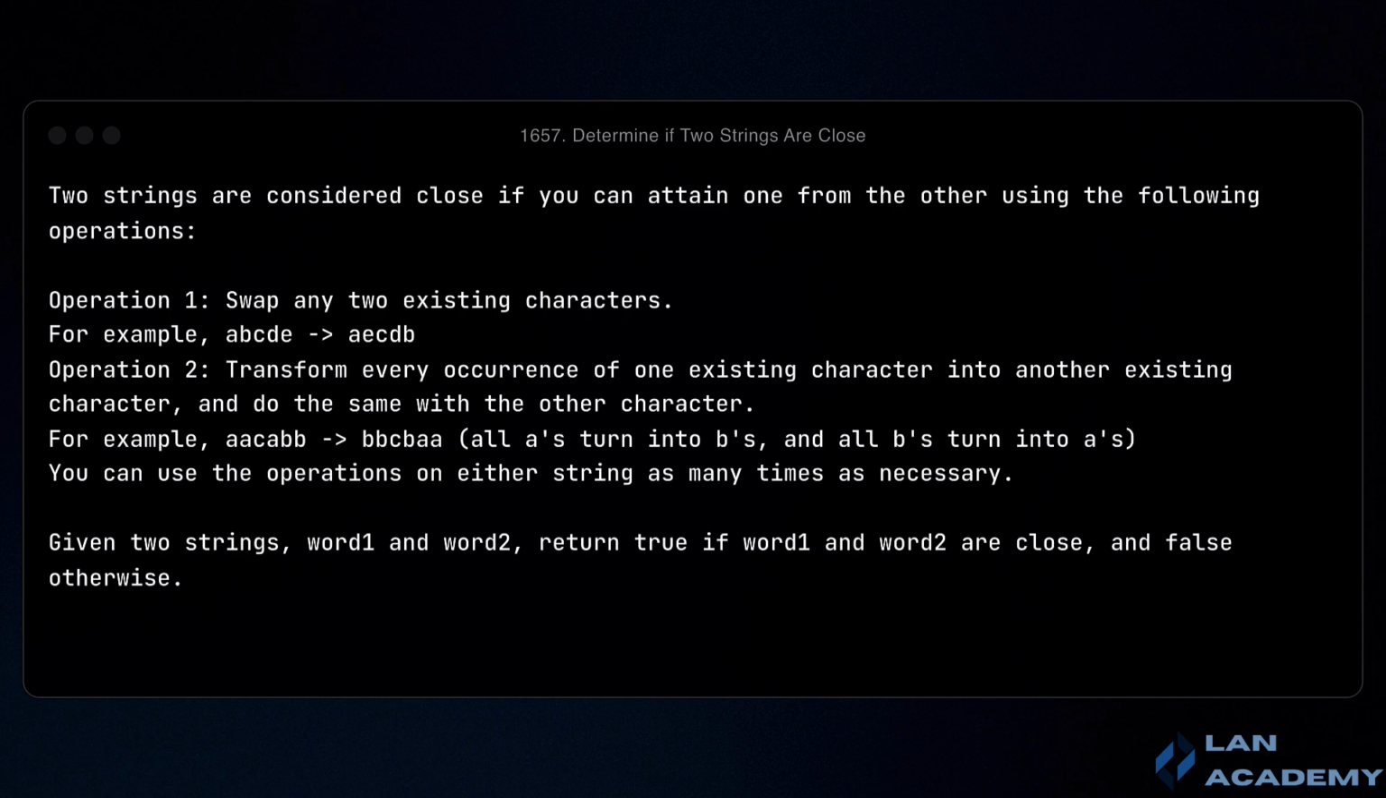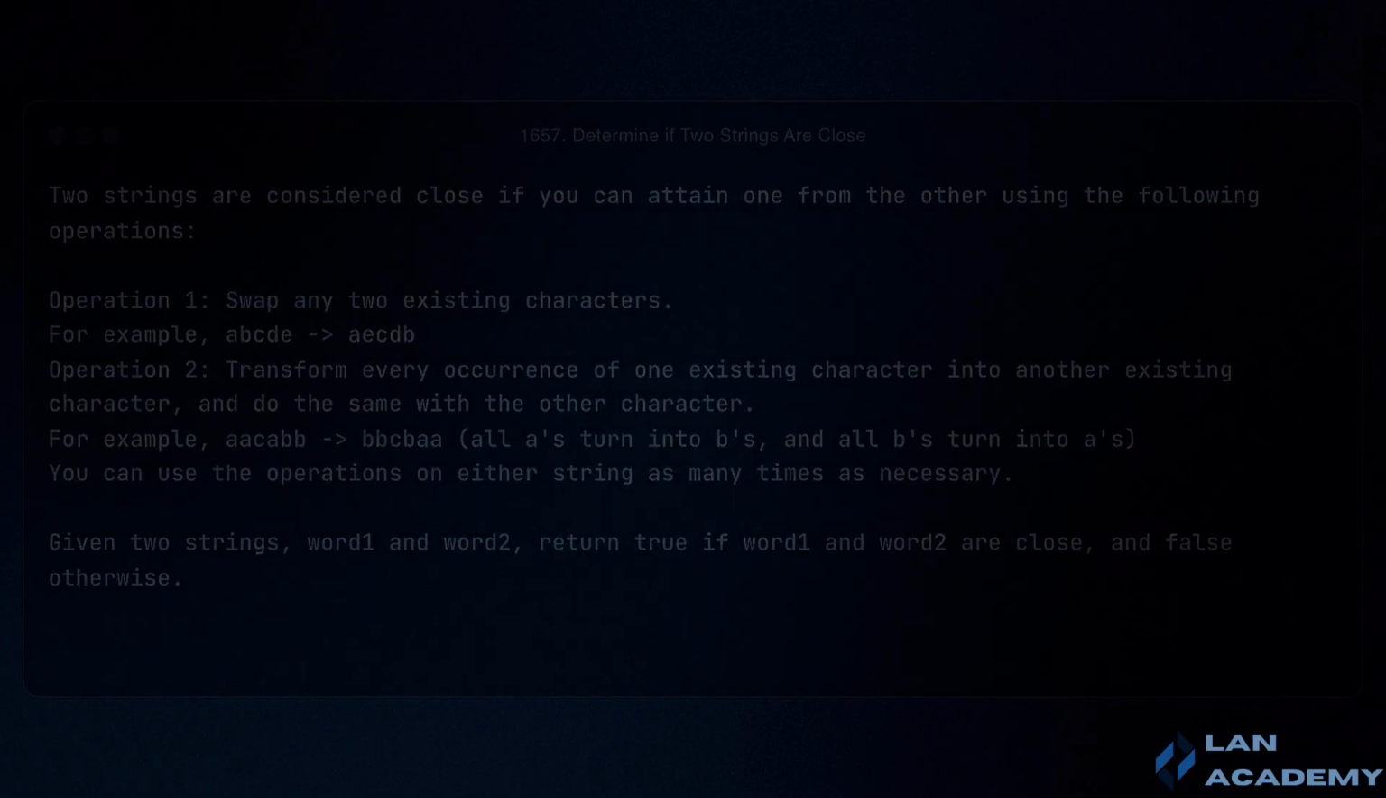Then, transform every occurrence of one existing character into another existing character and do the same with the other character. For example, AACABB becomes BBCBAA. All A's turn into B's and all B's turn into A's.